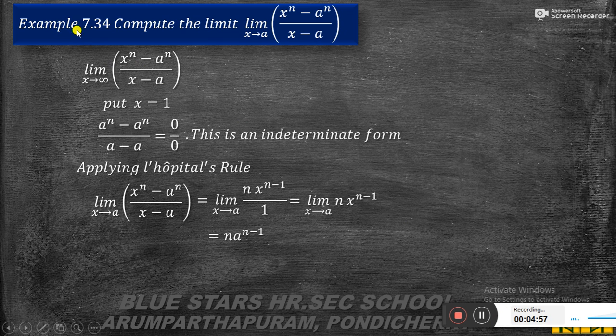Second, example 7.34: compute the limit as x tends to a of (x to the power n minus a to the power n) by (x minus a). Now we find the answer for this limit. So I write the given limit. The given function is limit x tends to a of (x^n minus a^n) by (x minus a).